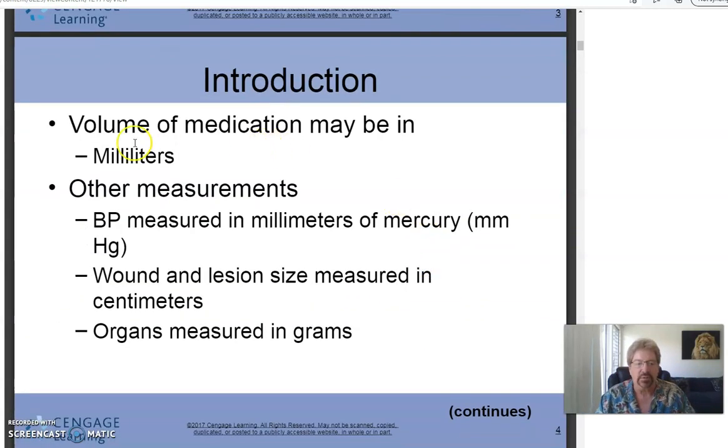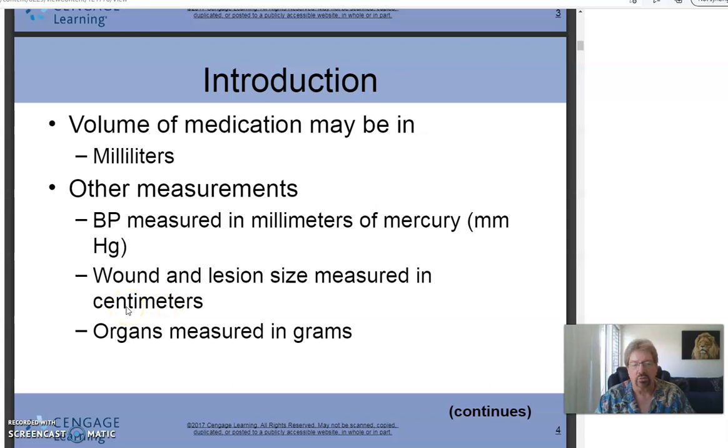Okay. The volume medication, remember we said volume was in liters, is often in milliliters, a thousandth of a liter. How big is a liter? Well, it's half of a 2-liter Coke. Other measurements, blood pressure is measured in millimeters of mercury. How high it'll push mercury on the tube, although most blood pressure cuffs nowadays don't use mercury. Some still do.